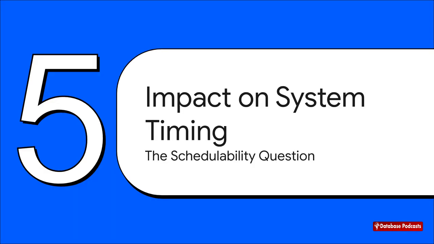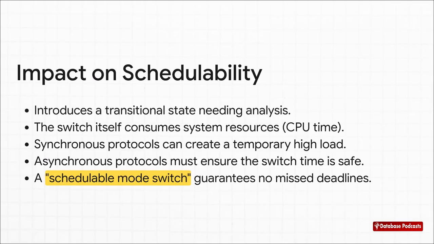Okay, so we've picked a protocol, but what does that decision actually do to the system's number one promise? Its guarantee to meet every single deadline. This is the critical question of schedulability. Right. The key thing to remember is that a mode switch isn't free. It's a real task that uses up CPU time and creates this messy in-between state that has to be carefully analyzed. A safe protocol like idle time might actually cause a big spike in the system's workload. A fast one has to be calculated perfectly to make sure tasks don't run into each other.